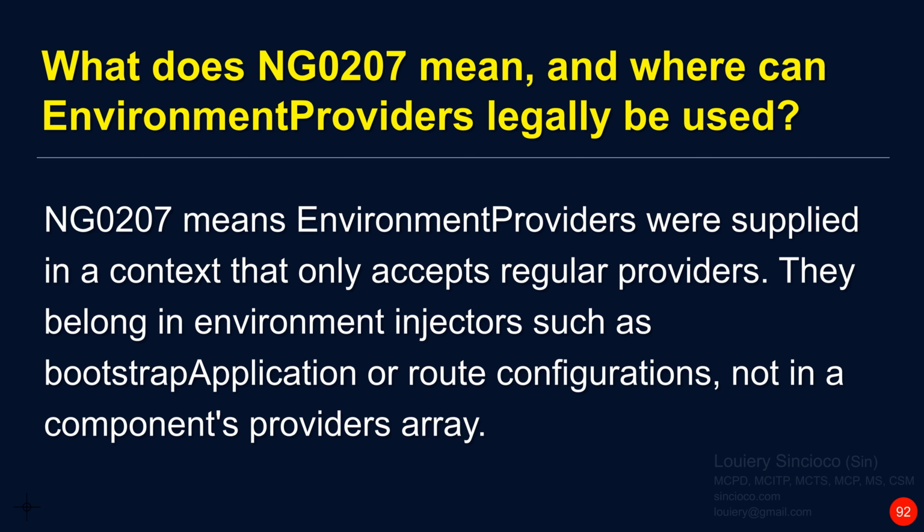What does NG0207 mean, and where can environment providers legally be used? NG0207 means environment providers were supplied in a context that only accepts regular providers. They belong in environment injectors such as bootstrapApplication or route configurations, not in a component's providers array.